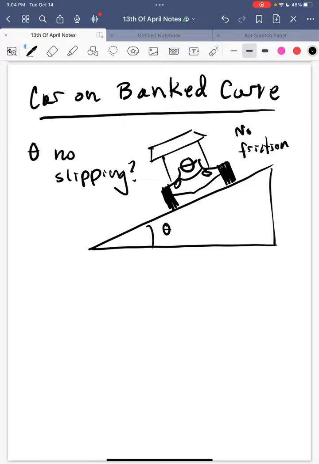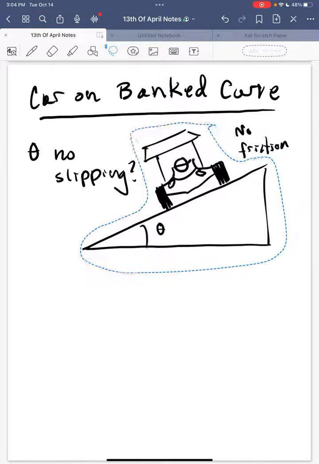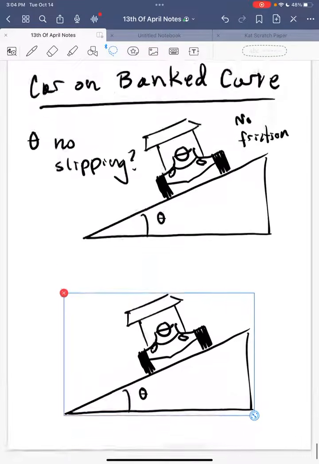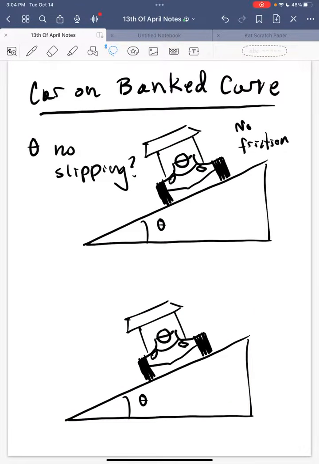I'm going to draw a force diagram for the car. To make that a little more visible, I'm going to copy this and put it down below. Then I'll be able to draw a force diagram. Okay, so let's go for it here.